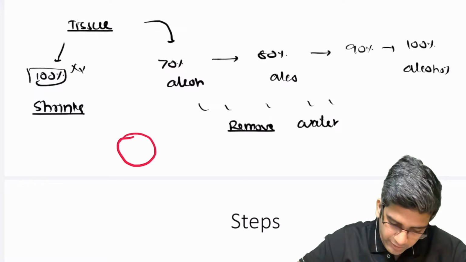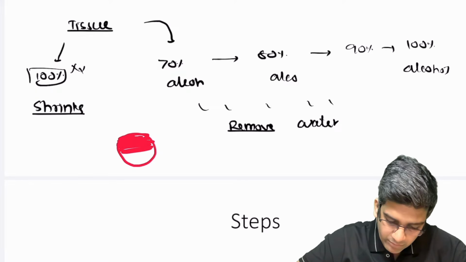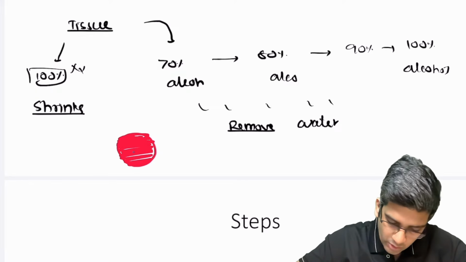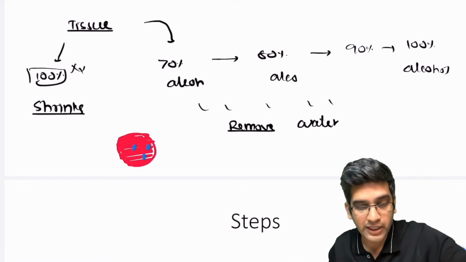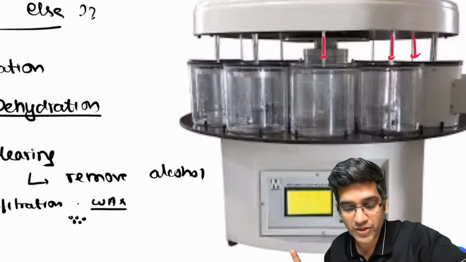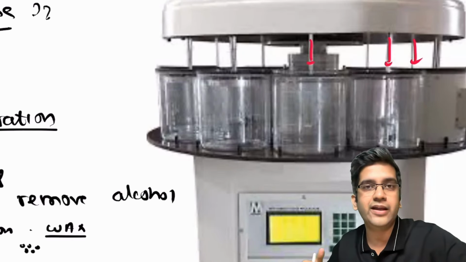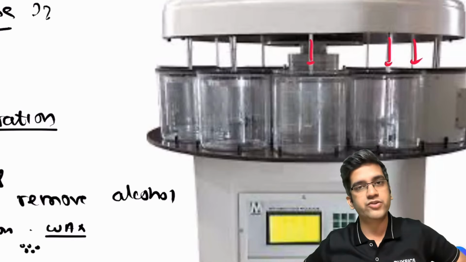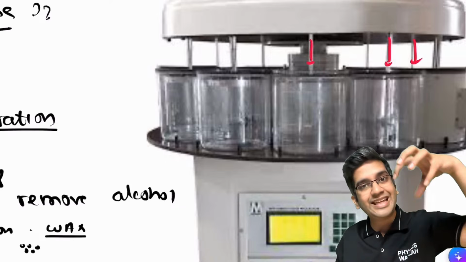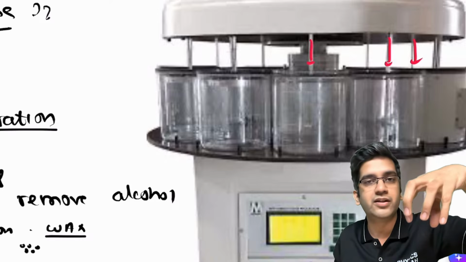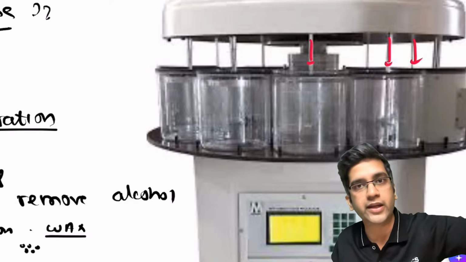So I have a tissue here, which is initially filled with water. Now slowly and steadily, all these spaces are going to be filled with alcohol. This is what happens. I'll go back to the machine again. So I'll have one container with 70, 80, 90, sometimes 2 containers of 90, and 3 containers of 100. So I'll have multiple containers. In each container, it stays for 30-40 minutes. Then it goes again, and again.